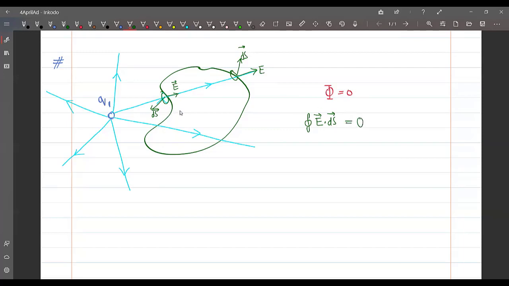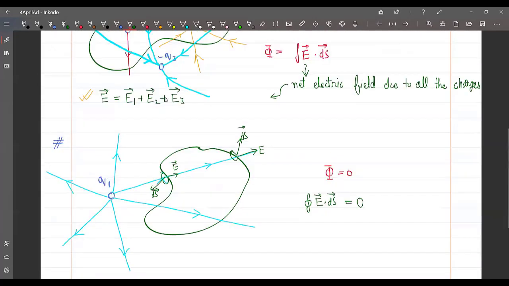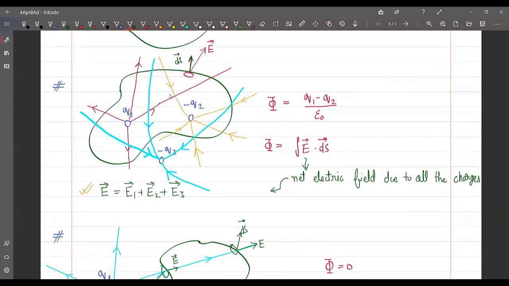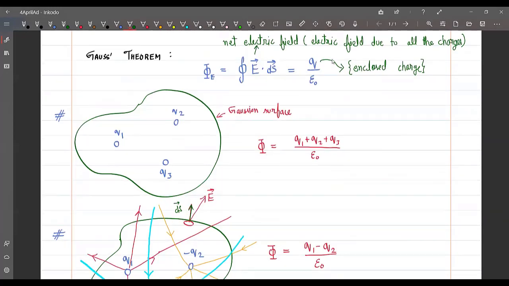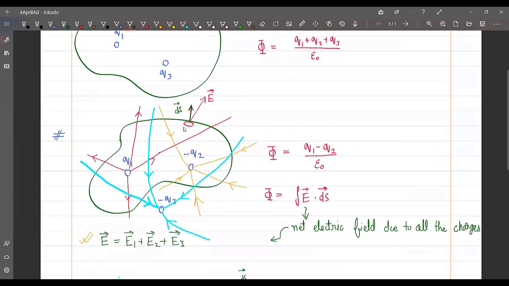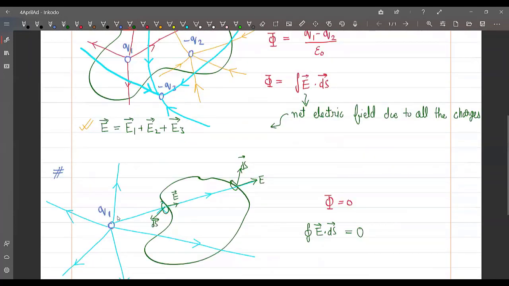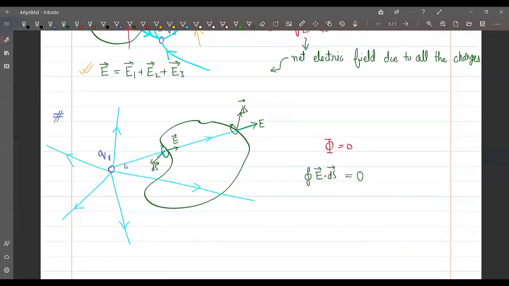And that is why the electric field is the net electric field. As I said, the electric field is the net electric field due to all the charges, but flux only depends on the charge inside, because the charge outside gives no resultant flux. Charge outside will give no resultant flux.